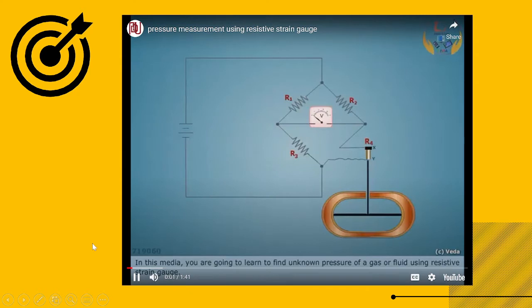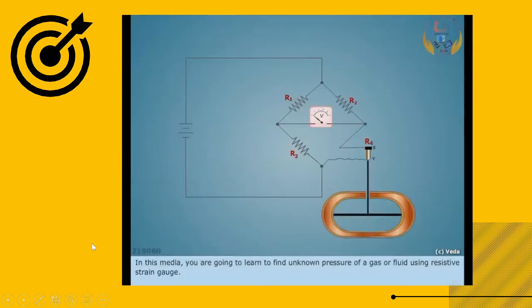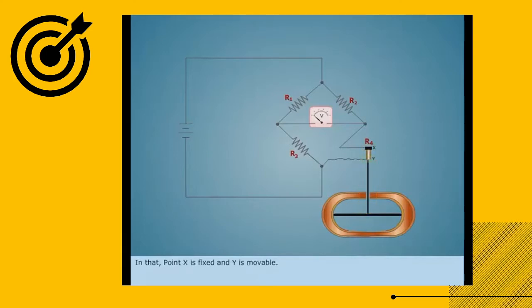In this media, you are going to learn to find the unknown pressure of a gas or fluid using resistive strain gauge. It consists of a capsule divided by a membrane, long resistor strip XY, and Wheatstone bridge. Wheatstone bridge is used to find changes in resistance of the resistor strip. Among 4 resistors in Wheatstone bridge, one is this resistor strip. This resistor strip XY is connected to the center of the membrane. In that point, X is fixed and Y is movable.